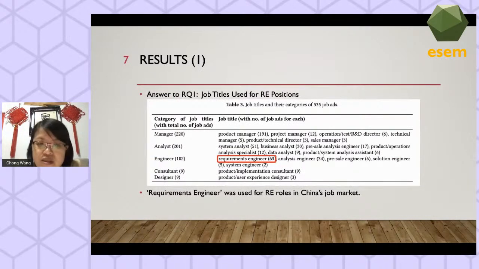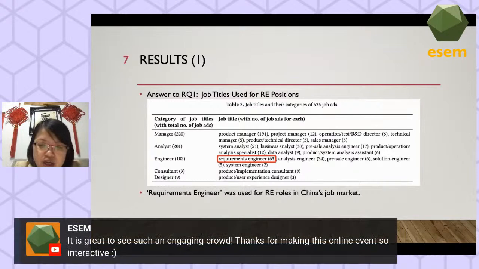Here are the results. First are the answers to research question one. We identified 20 types of job titles in our job ads and grouped these titles into five categories. We also found that in China's job market, manager is the largest category, covering six job titles.